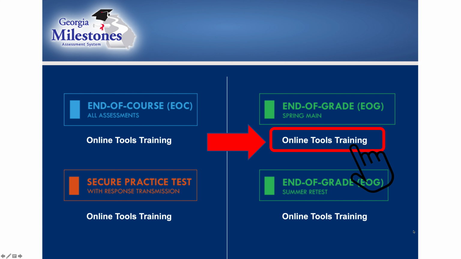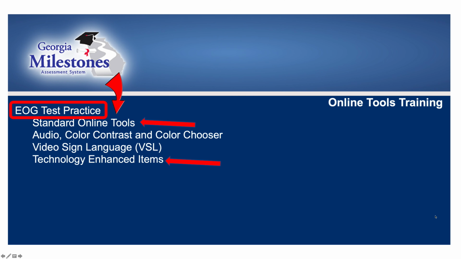Once you get into the site, the first thing you come to is a page that looks like this. All right, we are not End of Course, as that is reserved for middle schoolers and high schoolers. So the End of Grade spring main test is what we're looking at here, this one right at the top, and you will click where it says Online Tools Training. Once you do that, you get a page that looks like this, and usually it'll just say EOG test practice at the top.